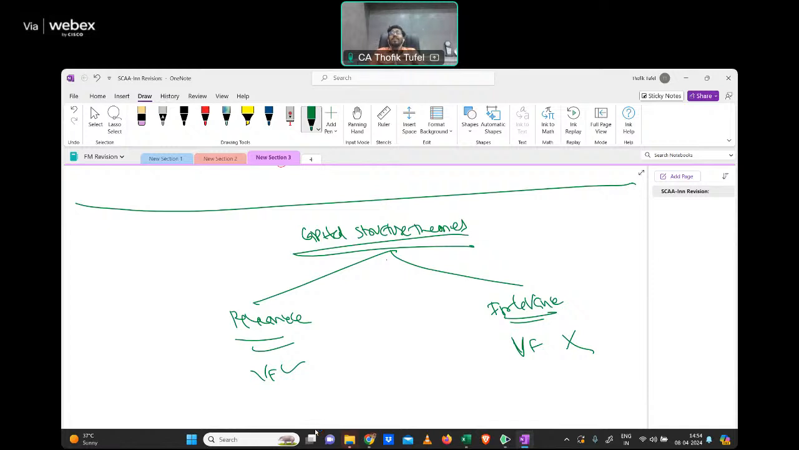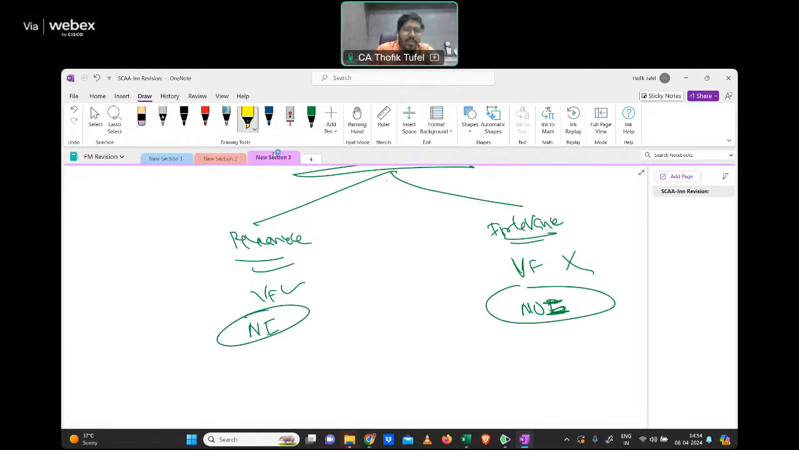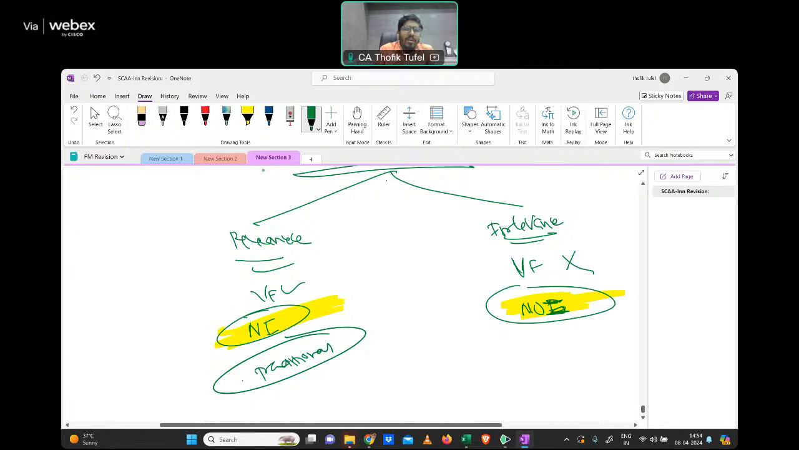So we have theory of relevance and theory of irrelevance. In the theory of relevance, we have the net income approach. And in the theory of irrelevance, we have the net operating income approach. These are the two important things that we are going to study: net income approach and net operating income approach. 50% of the time questions are asked from these only. And one more theory of relevance is the traditional approach. Traditional approach is simple.